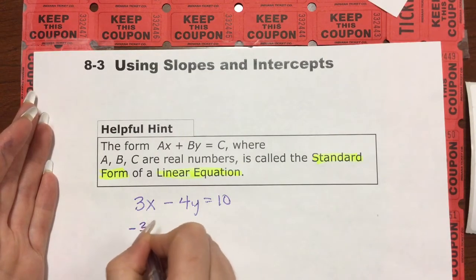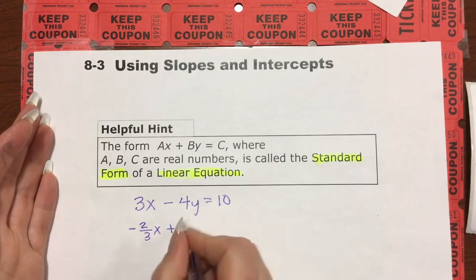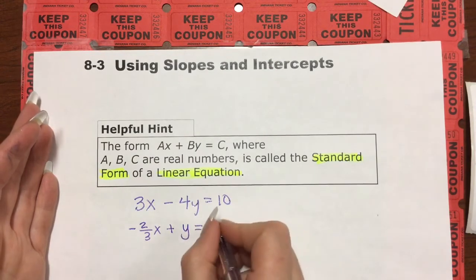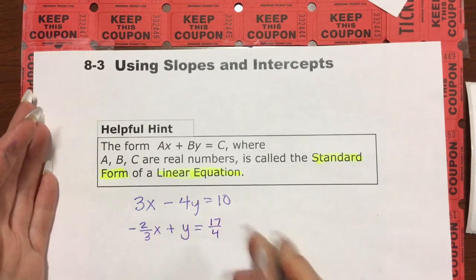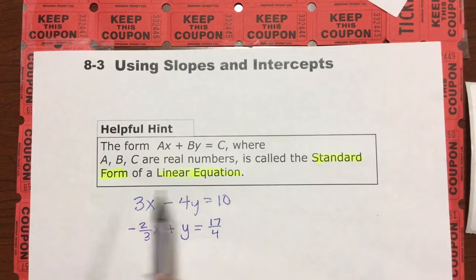Something else, you could have something like this. Negative 2/3 x plus just y equals 17 over 4. This would still be in standard form. You have a real number here, a number in front of y is 1, and it's all equal to something.